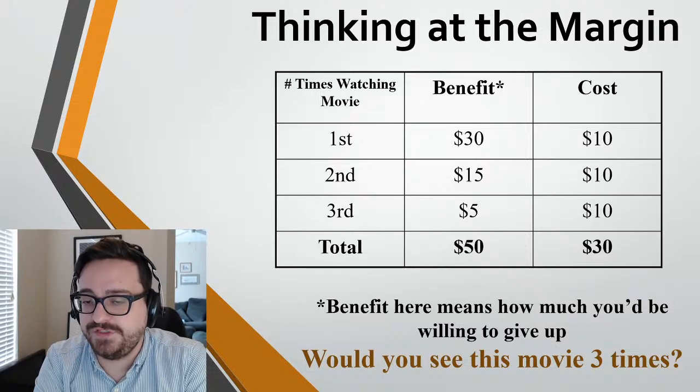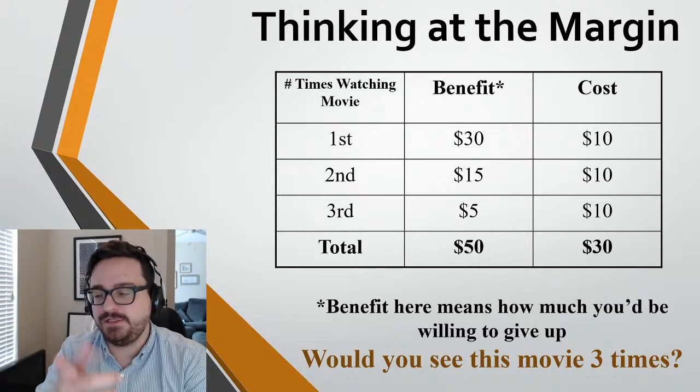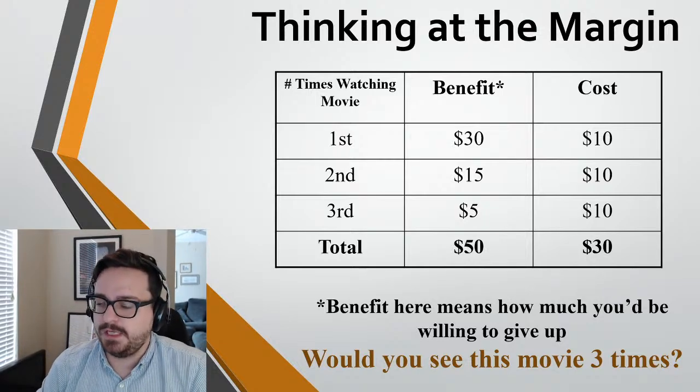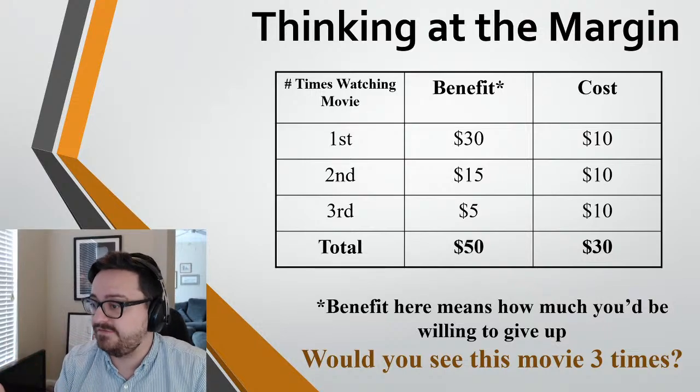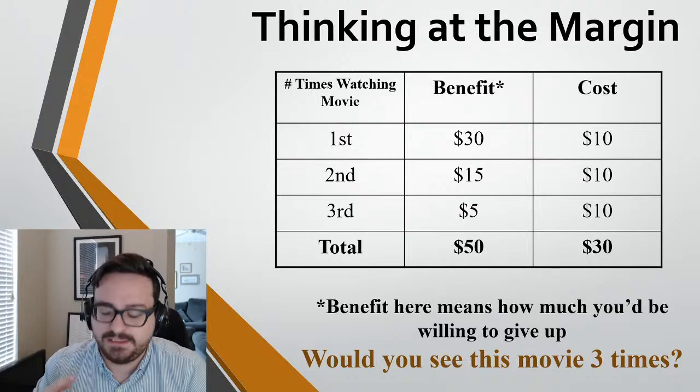Okay. If you said, no, I wouldn't do that, cool. In that case, you have a lower bar than this. In that case, that's one of the times where marginal cost is exceeding the benefit. The cost is exceeding the benefit to you.